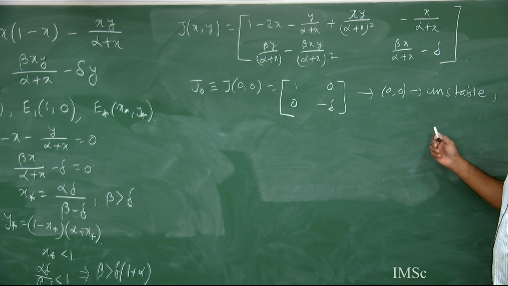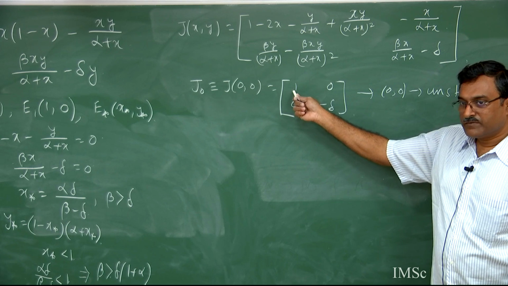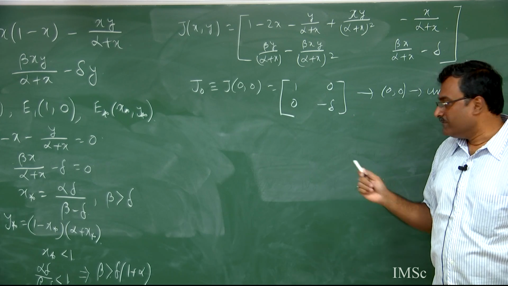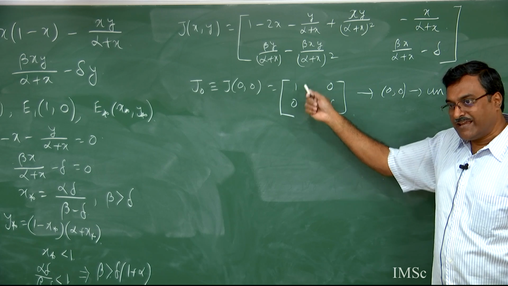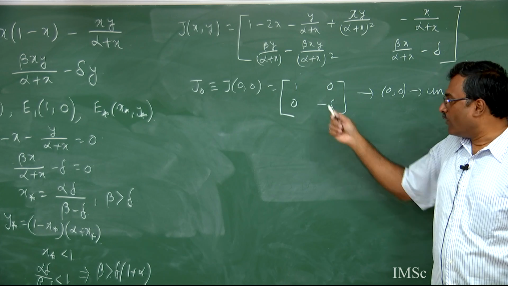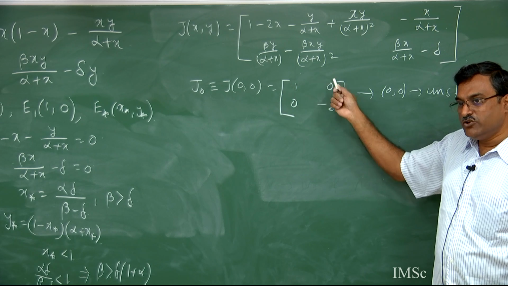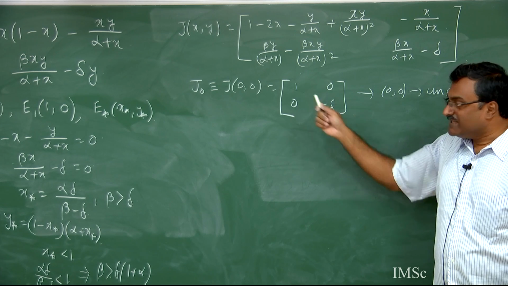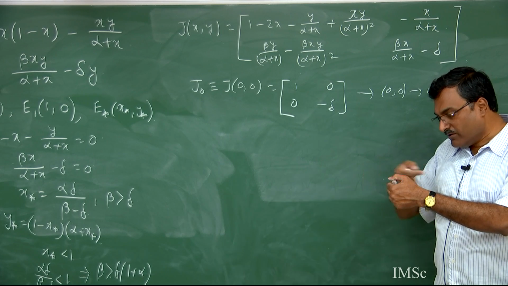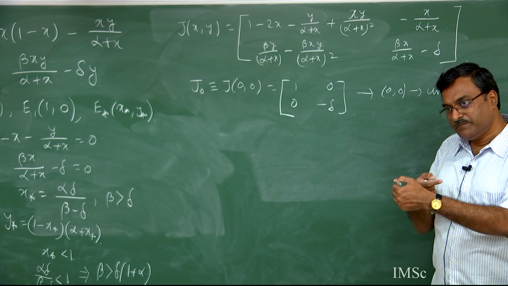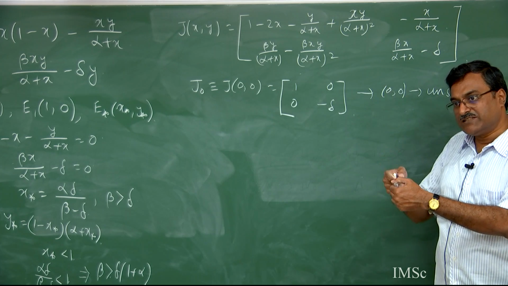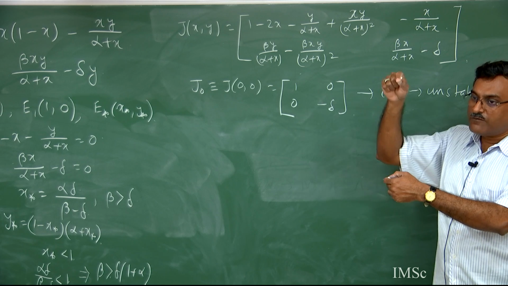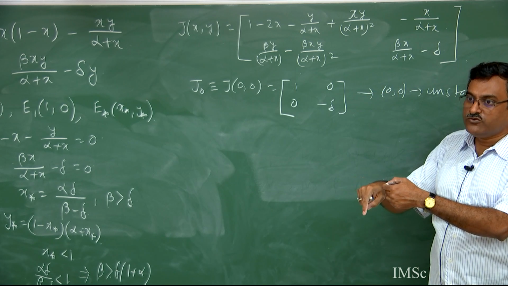You can see that the origin is unstable from the x direction. This is a diagonal matrix. Eigenvectors are (1, 0) and (0, 1). (1, 0) is associated with the eigenvalue 1 and (0, 1) is associated with the eigenvalue minus delta. So that means the origin along the x axis is unstable, but along the vertical axis it is stable. Stable means if you start the trajectory from the y axis, it will converge to (0, 0).